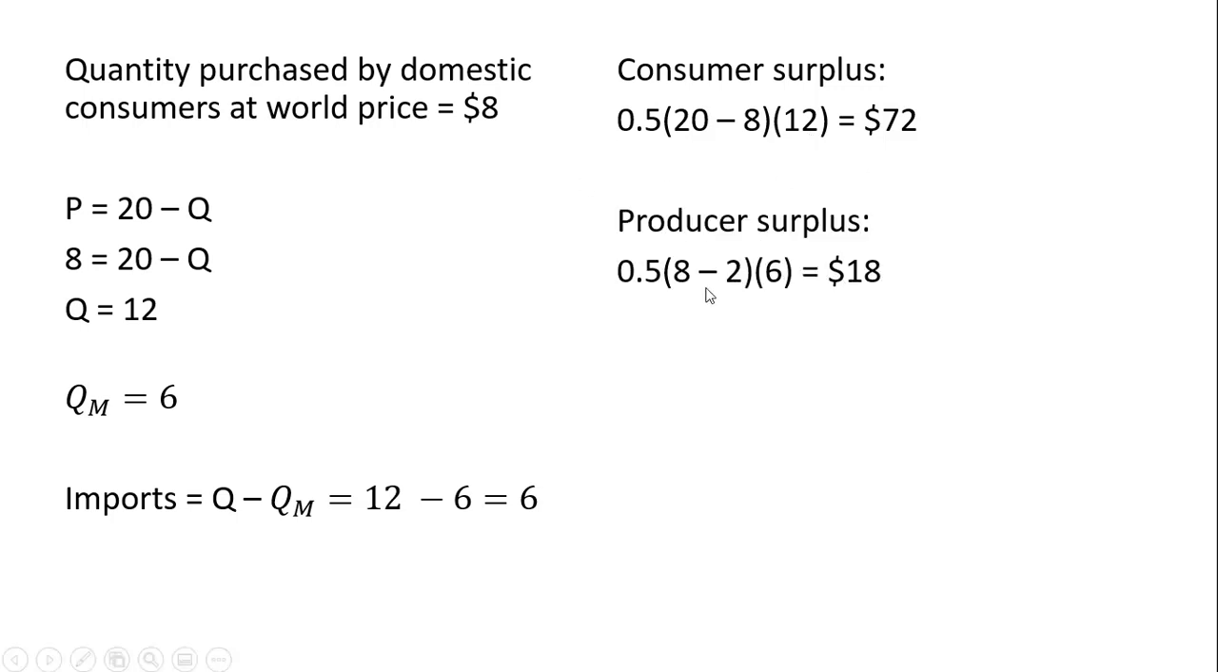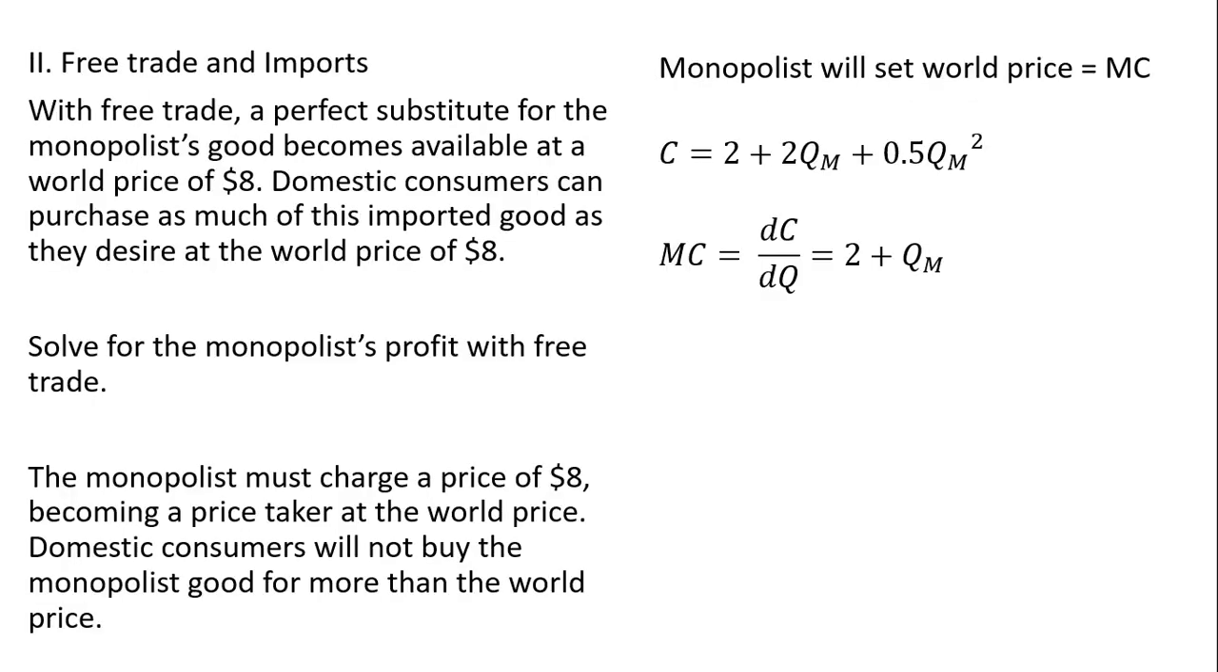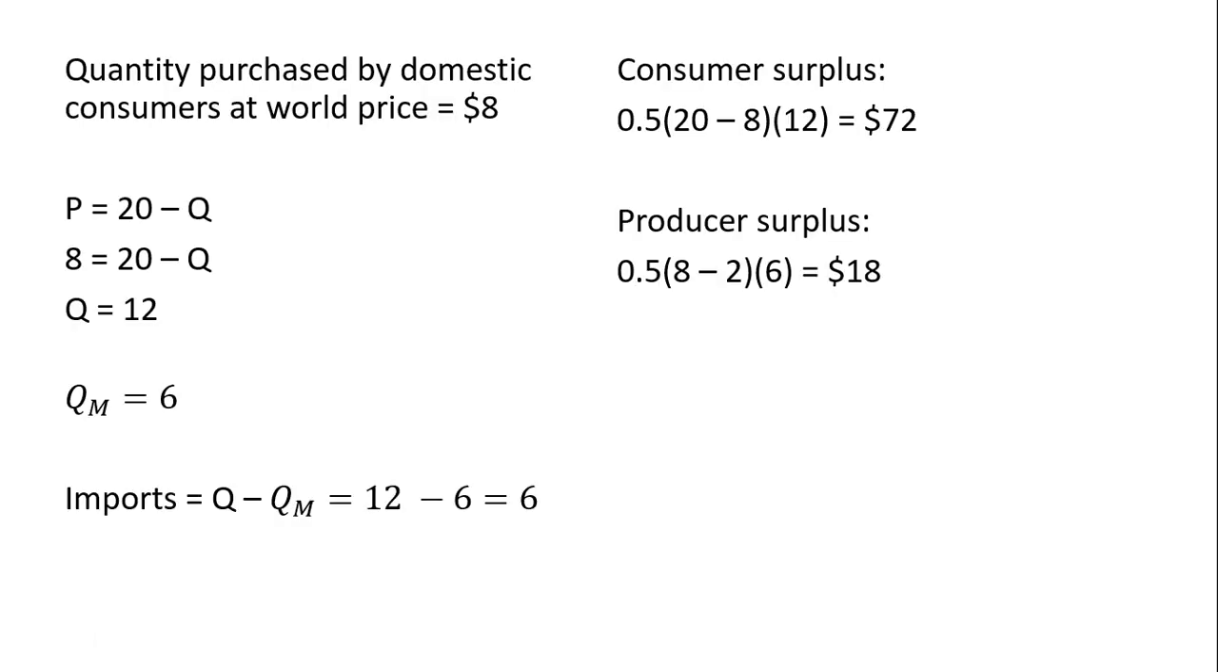Producer surplus is going to be given by a triangle. 8 here represents the world price. 2 is the vertical intercept on the marginal cost equation. If we go back, here's the marginal cost equation. It's 2 plus Q, so that's where that 2 is coming from. And 6 is the output that the monopolist sells. So producer surplus is $18.